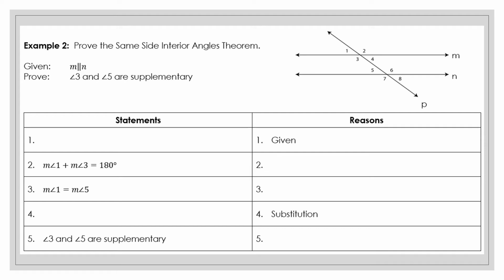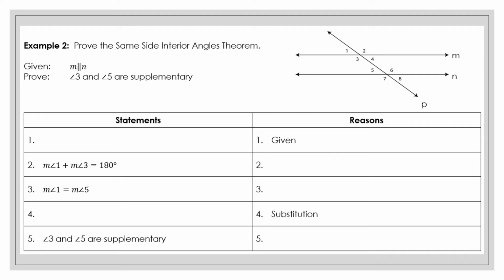So we're going to do a similar proof this time, but instead of proving the alternate interior angles theorem, we're going to prove the same side, or consecutive interior angles theorem. What we're trying to say is if we know the lines are parallel, then 3 and 5, or you could use 4 and 6, are supplementary. And remember that supplementary means that their sum is 180 degrees. So that's what we really need to get to, that their sum is 180 degrees.